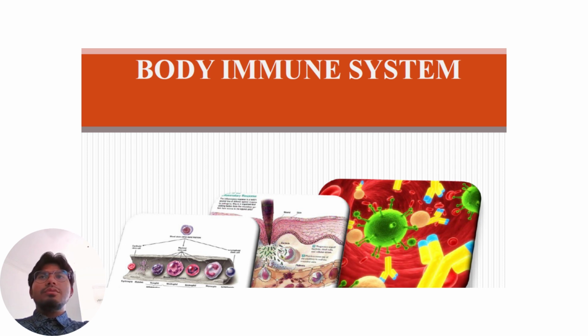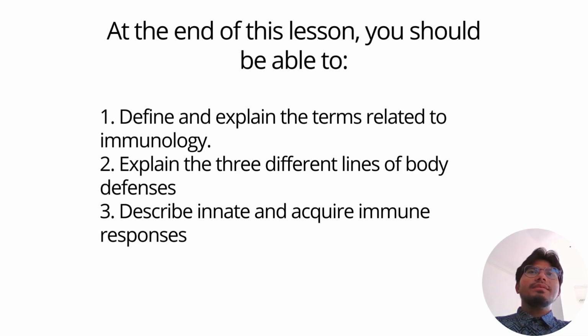The fourth module, we are discussing the body immune system. For this lesson, you should be able to define and explain some terms related to immunology. Number two, you should be able to explain the three different lines of body immune system or body defense. And the last one, you should be able to describe innate and acquired immune response in the human body system.